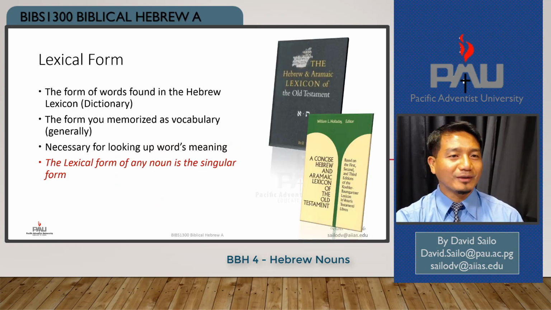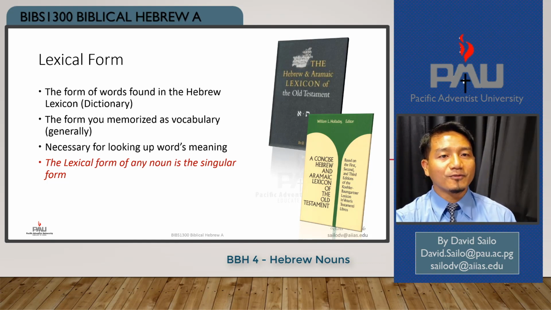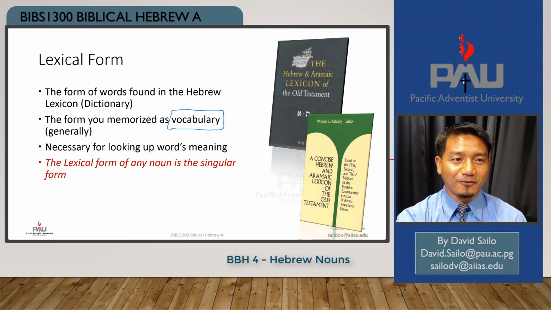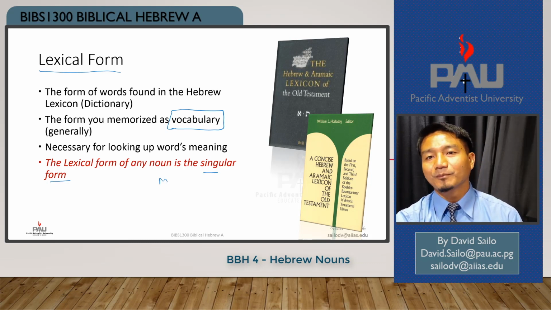What do we talk about lexical form? Let's look at what is lexical form. Lexical forms are the forms of words found in the Hebrew lexicon. The form you memorize as vocabulary. So whatever you learn in the vocabulary this week is the lexical form, okay? It is necessary for looking up a word's meaning. If you don't know the lexical form of a word, then it'll be very, very difficult for you to look it up in the dictionary. The lexical form of any noun is the singular form, and mostly masculine, okay? Mostly masculine.